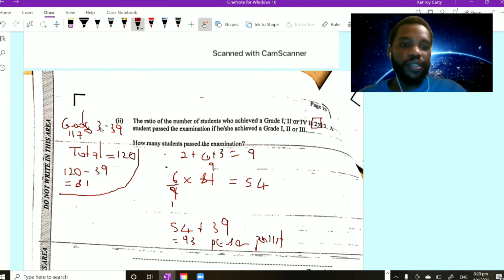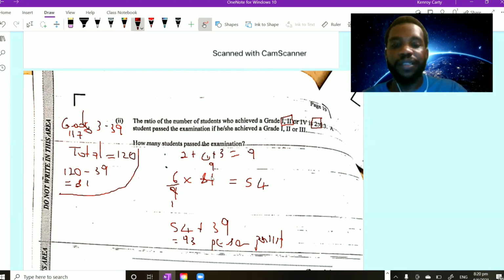We already know how many persons got 3. The persons who got 3 would have passed. That would be 39. They gave us a ratio of the persons who got 1, 2, and 4. If you get 4, you fail. So the passing grades out of this ratio would be 1 and 2, which we add: 2 plus 4 gives me 6. The sum of the ratio is 9. That sum represents the total number of persons who got 1, 2, and 4. But the persons who pass out of that lot would be 6 out of 9.